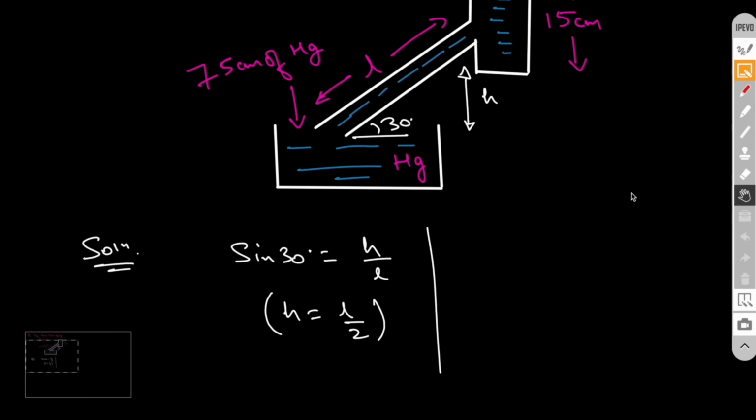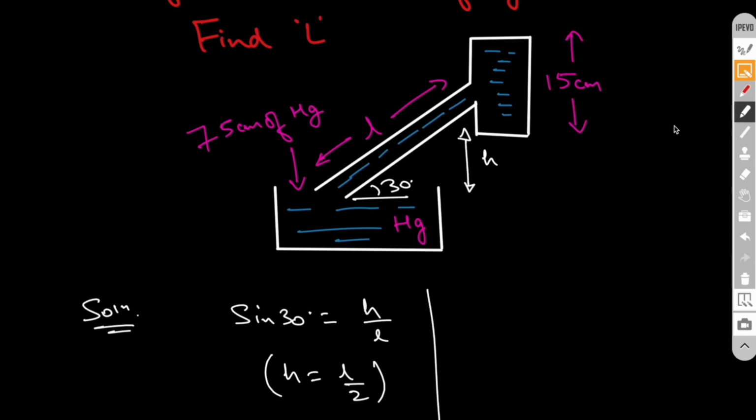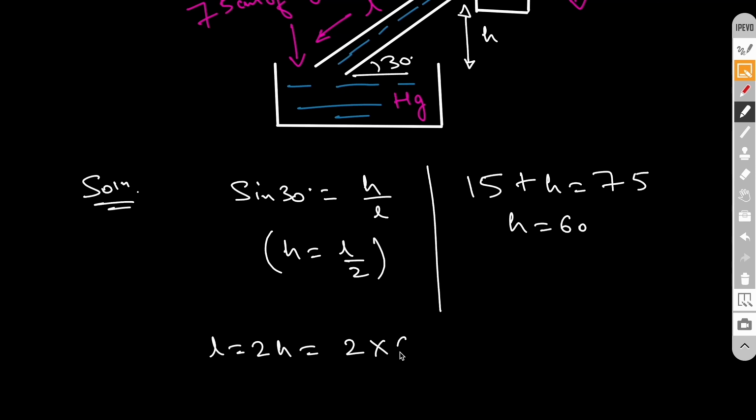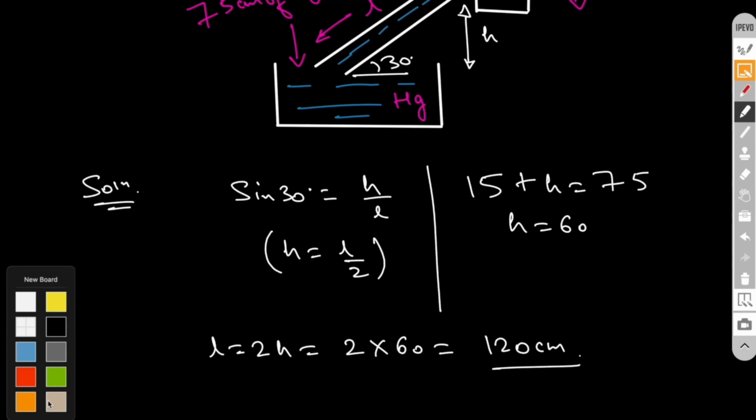Similarly, using these heights, we can write that 75 should be equal to this 15 plus this height h, right? So h will come out to be 60 centimeters. So what will be the value of L, which we have to calculate? It will be 2 times h, which is 2 times 60. It will come out to be 120 centimeters. So this will be our answer.